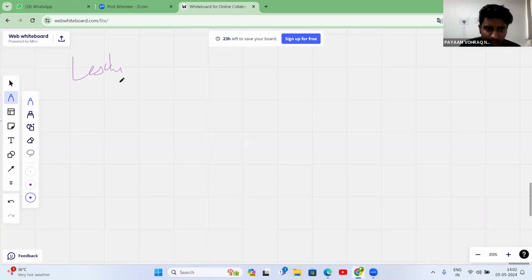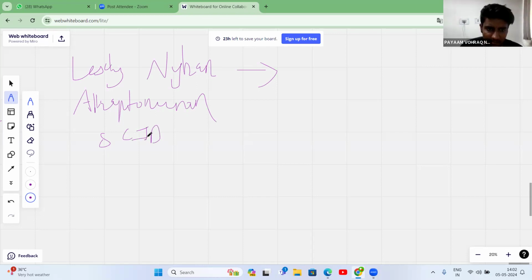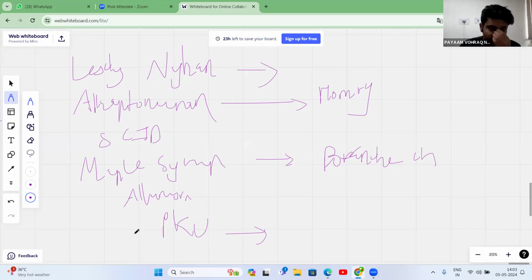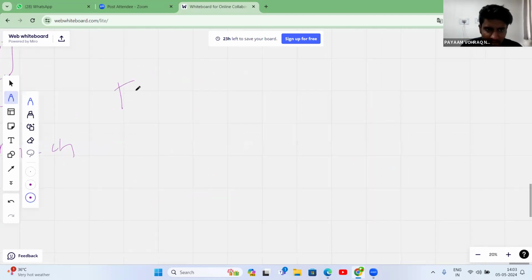And now I'm going to write some disease names, like Lesch-Nyhan syndrome. Whichever disease name you know, with the enzyme deficiency, you can write: alkaptonuria, SCID, maple syrup urine disease. Is it due to branched chain alpha amino acids? Alkaptonuria, is it due to homogentisate oxidase? Then we have albinism. Then we have PKU, phenylketonuria. Then we have tyrosinemia 1, 2. Lesch-Nyhan is due to HGPRT. Then we have Fabry's disease, Gaucher's disease.